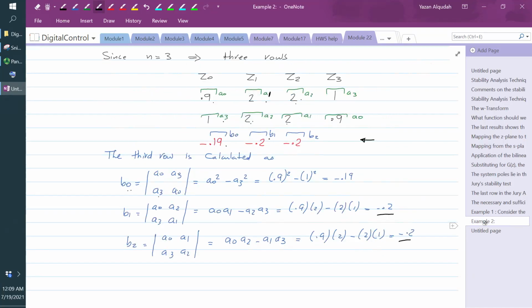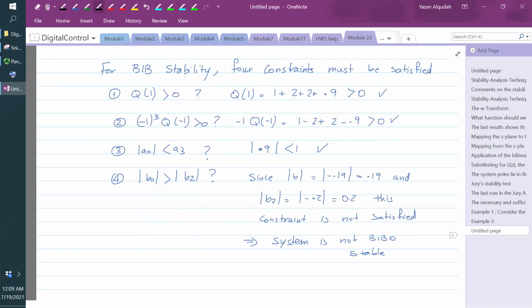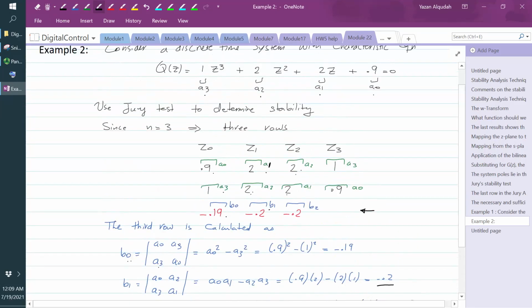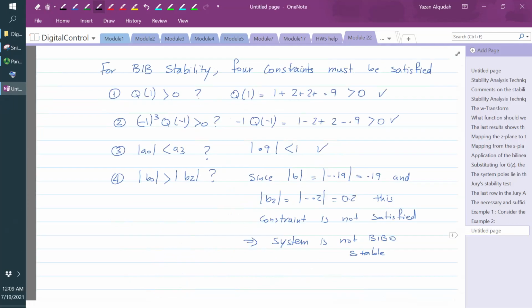So therefore, after I calculated this table, I can check for the stability. I need 4 constraints, since this is third order. Q of 1 has to be greater than 0. Going back to Q, we plug in z equal to 1, which is 1 plus 2 plus 2 plus 0.9, has to be greater than 0. Okay, this is met.